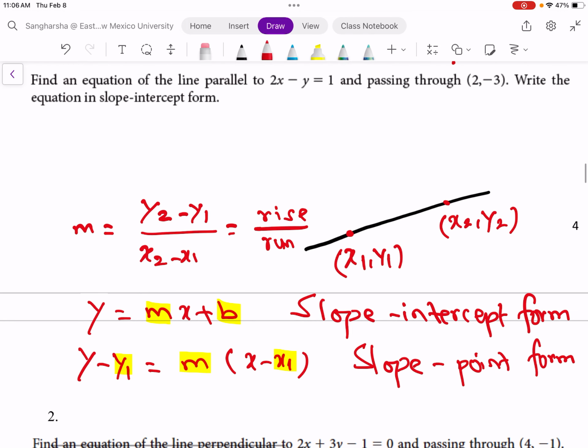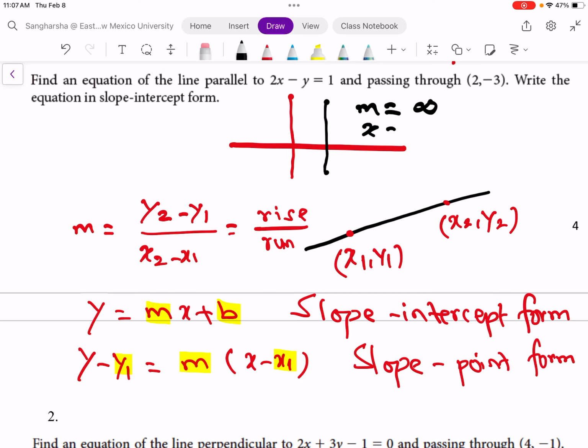And next we had the equation of a vertical line. If we have a vertical line, the slope m for the vertical line is undefined. Let me use infinity, which is undefined. The slope for every vertical line is undefined, and every vertical line has an equation of this form: x equals a number, or x equals the x intercept. So this is the equation of a vertical line.